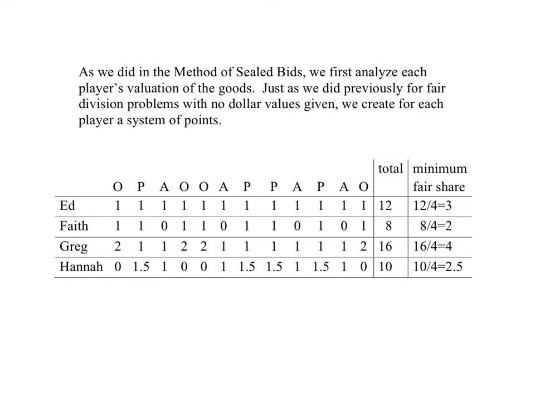Okay, because 12 divided by 4 is 3, we have to divide by 4 here because there are 4 players. Each player is entitled to at least 1/4 of the total value. Similarly, Faith has a minimum fair share amount of 2 Faith points. For Greg, 16 total divided by 4 equals 4 Greg points. And for Hannah, her minimum fair share amount is 2.5 Hannah points.